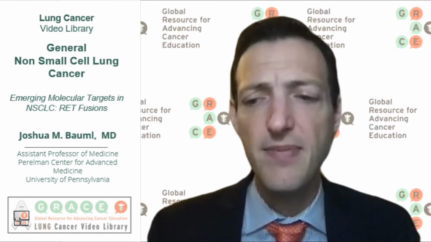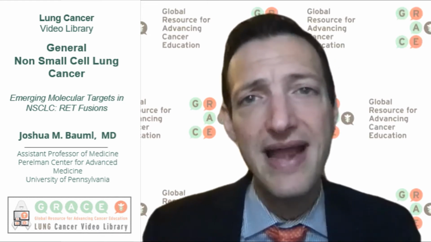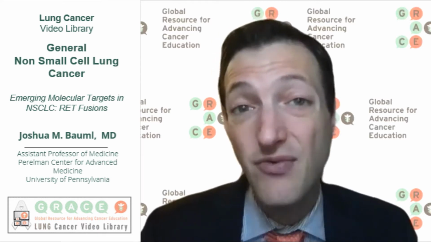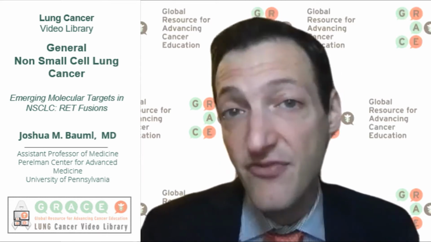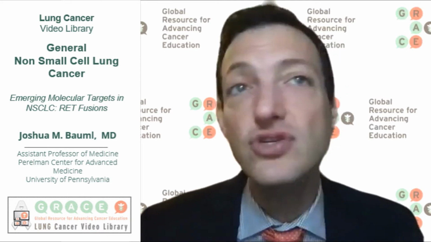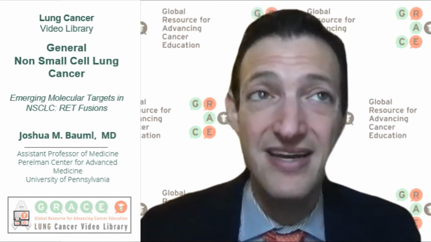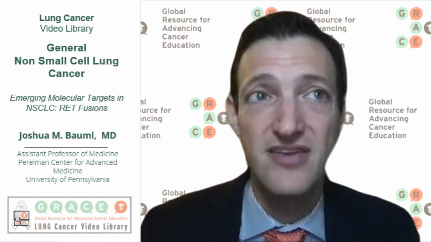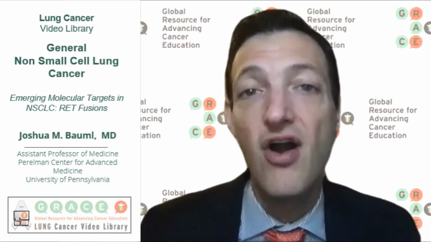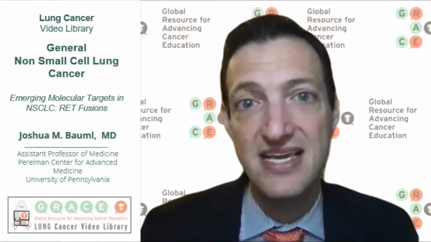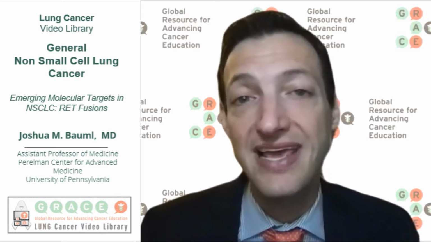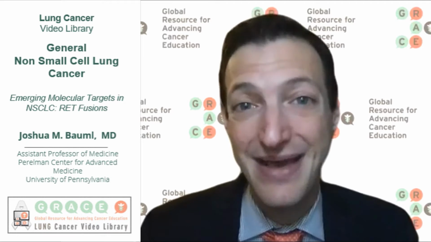Now, if we think about this, historically, our RET inhibitors were derived from another disease called medullary thyroid cancer, which doesn't have RET translocations. It actually has RET mutations. And those drugs were quite toxic and not very active in RET fusion positive cancers. But now we have two drugs that are highly active in this disease. One of them recently was granted FDA approval. That drug is called selpercatinib.